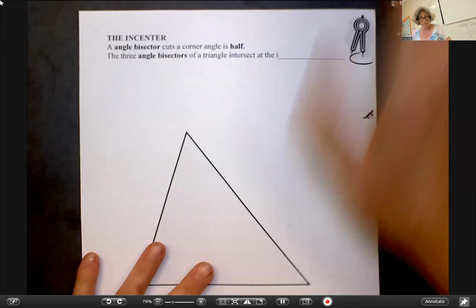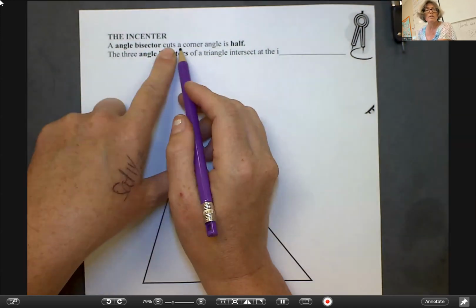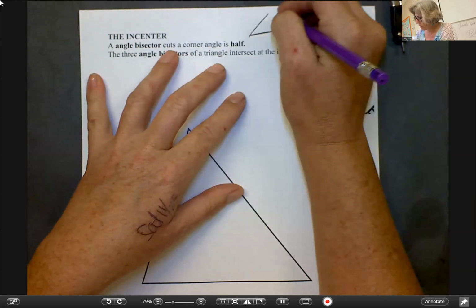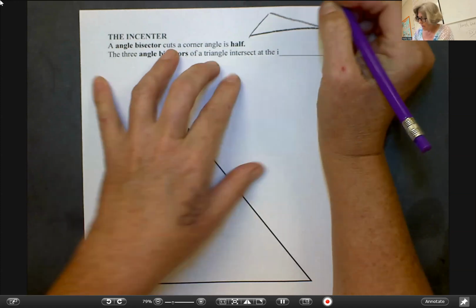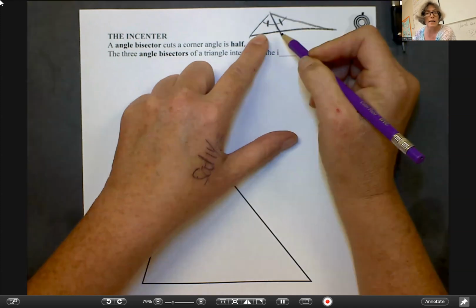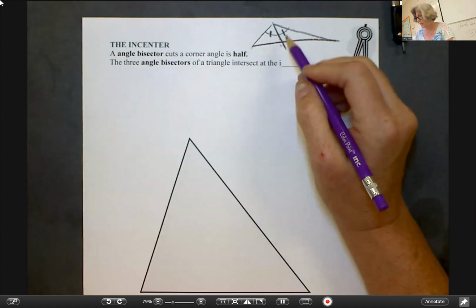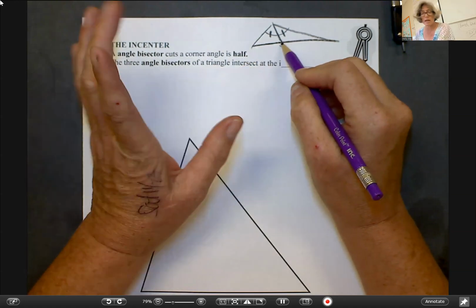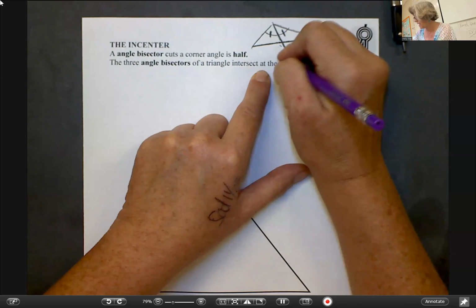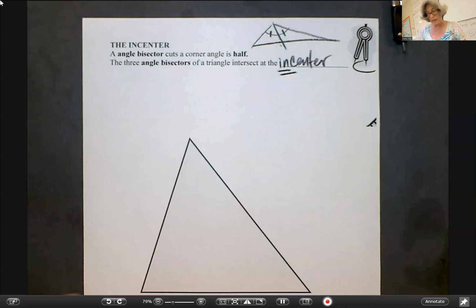My personal favorite. This is an angle bisector, cuts the corners in half. So just as a quick sketch, I have a triangle here. I'm going to cut this corner in half, bisect. Now, you're bisecting the angle, not the side. So this point right here is not a midpoint, unless it's an equilateral triangle. The three angle bisectors intersect at the incenter. Emphasize in. There's a reason why it's called the incenter.